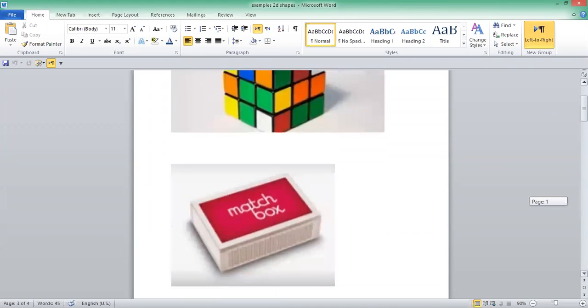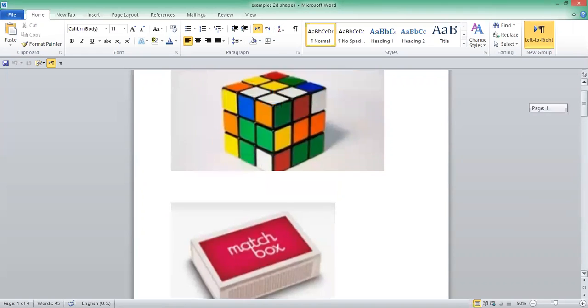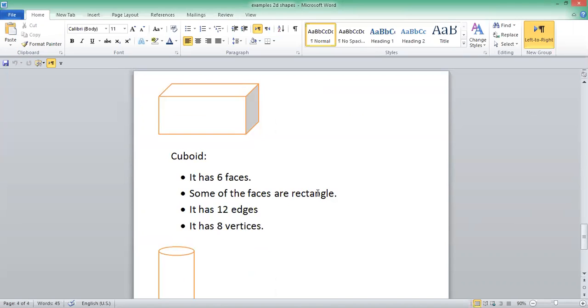Okay, so next is the cuboid, and this matchbox is an example of cuboid. It is also having 6 faces, but some of its faces are rectangular, while in a cube all faces are equal squares. It is also having 12 edges and 8 vertices, like a cube. The only difference is that some of the faces in the cuboid are rectangular, not all faces are square. And we have too many examples of cuboid, like a room also.